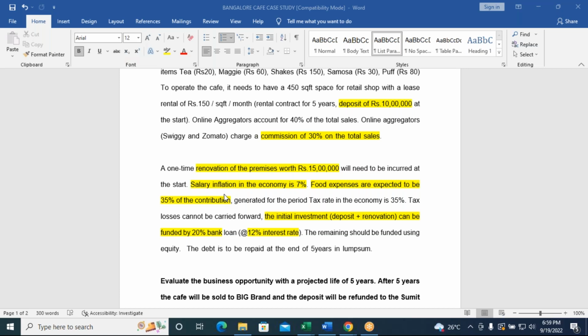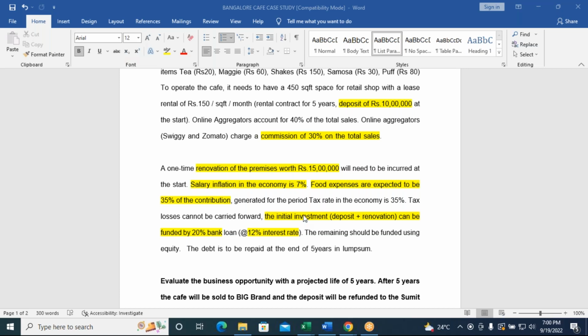So 20% bank loan means out of 100, how much is the equity? Girls, out of 100%, if I'm taking 20% as the bank loan, how much will be my equity? 80%. Very good. The debt is to be repaid at the end of the fifth year in lump sum. So whatever debt, the loan, I am taking should be repaid in a lump sum. So I have to pay it at the end of the fifth year. Okay. So understood with this second paragraph.